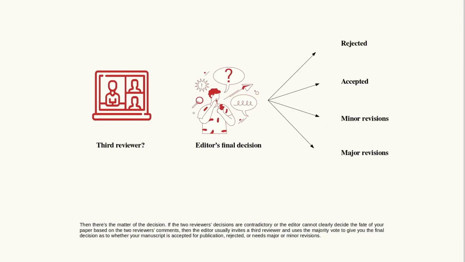Then there is the matter of the decision. If the 2 reviewers' decisions are contradictory, or the editor cannot clearly decide the fate of your paper based on the 2 reviewers' comments, then the editor usually invites a 3rd reviewer and uses the majority vote to give you the final decision as to whether your manuscript is accepted for publication, rejected, or needs major or minor revisions.